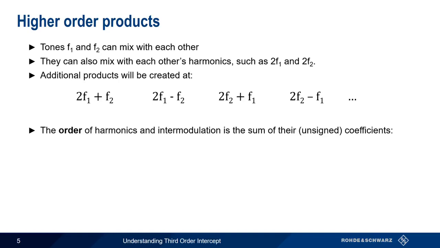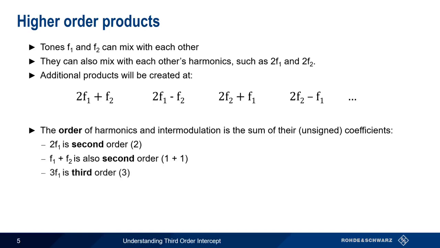Order refers to the sum of the unsigned coefficients. For example, 2F1, the second harmonic of F1, is second order. F1 plus F2 is also second order. The third harmonic of F1, 3F1, is third order. And, most importantly, 2F2 minus F1 or 2F2 plus F1 are third order products. Let's look at a diagram.